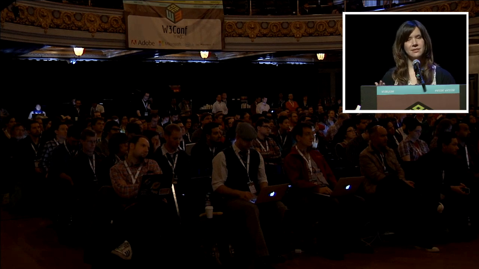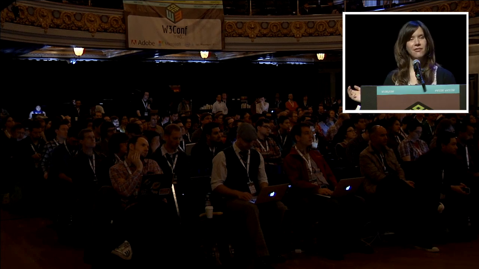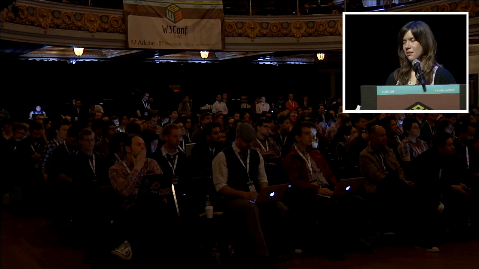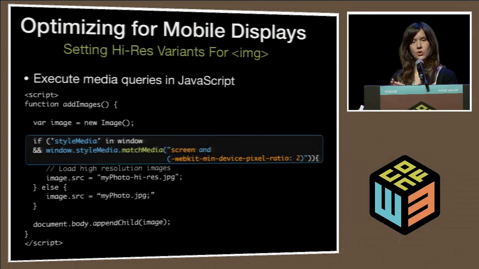It's not always practical to use background images everywhere, though. So remember that you can also execute media queries in JavaScript. So if you wanted to set a high-res variant for an image tag, for instance, right now the way to do this would be to create a new image in JavaScript and then execute your media query in JavaScript. And you can do that by checking styleMedia in window. And if that exists, then you know that you have that available.